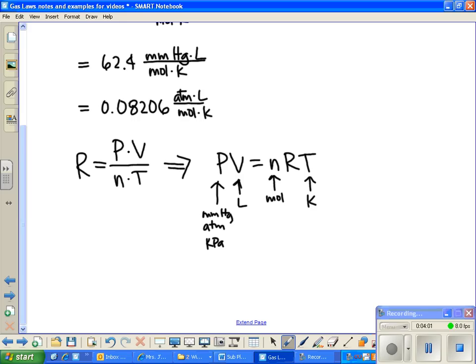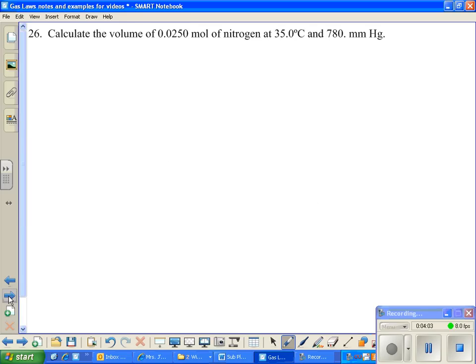So let's try an example problem. In your packet, go to number 26. Number 26 says, calculate the volume of 0.0250 moles of nitrogen at 35.0 degrees Celsius and 780 millimeters of mercury. Why don't you first take a moment, pause the video, and write out the givens for this problem.